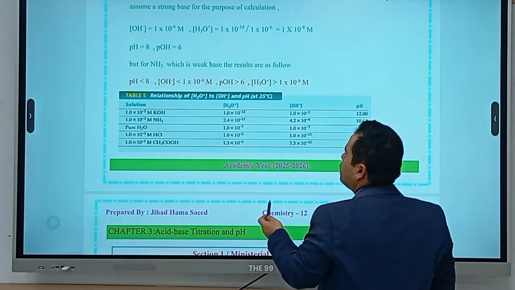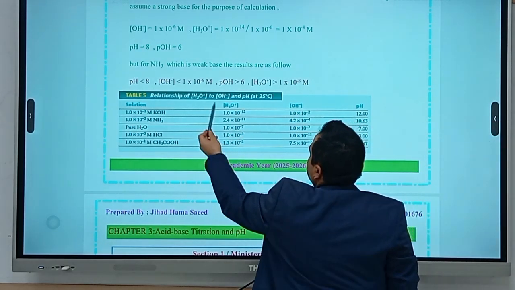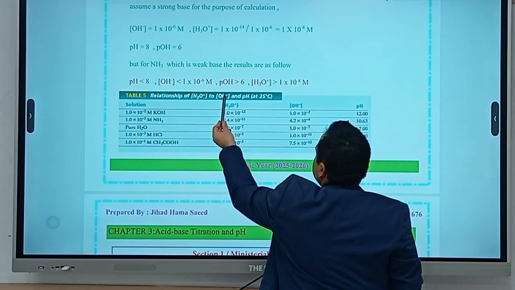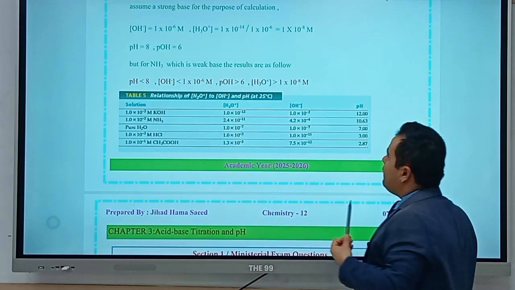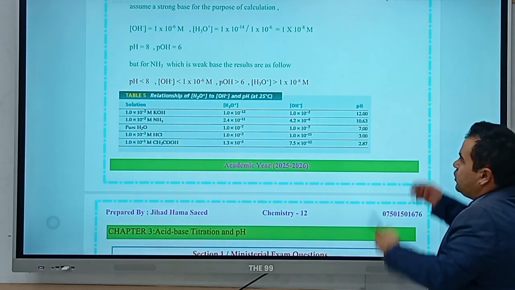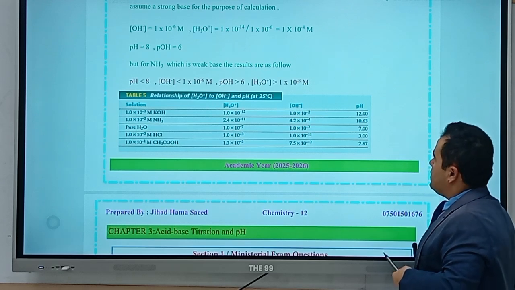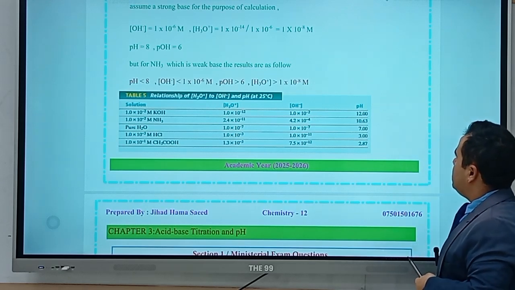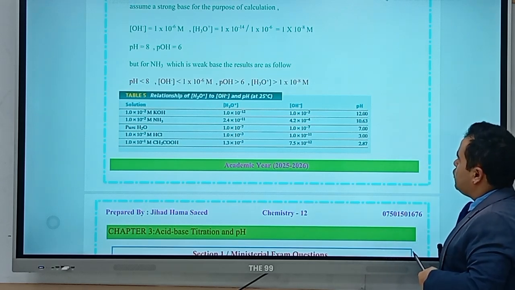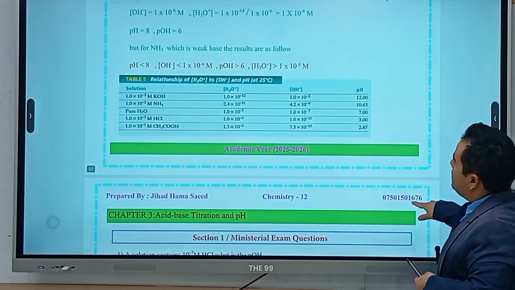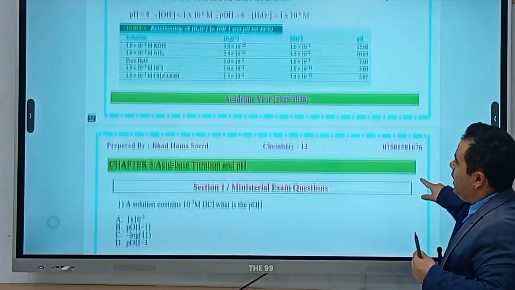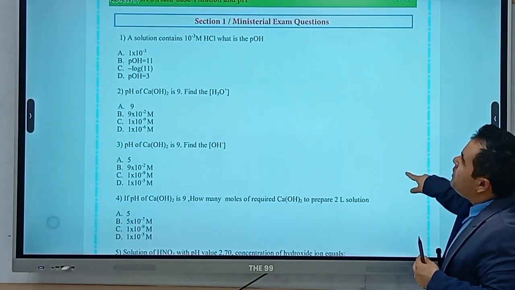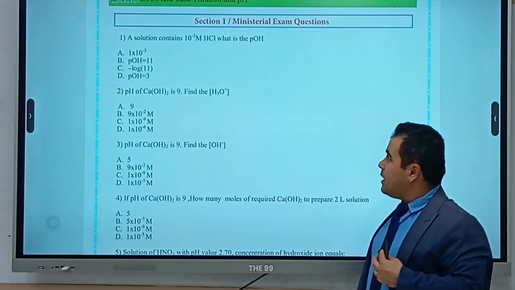This table 5 represents the relationship between hydronium, hydroxide, and pH at 25 Celsius, guys. Changing the hydronium and hydroxide is inversely proportional, and the pH also changes with the temperature, but inversely with the temperature. Let us solve some ministerial exam questions. That's the end of the section.